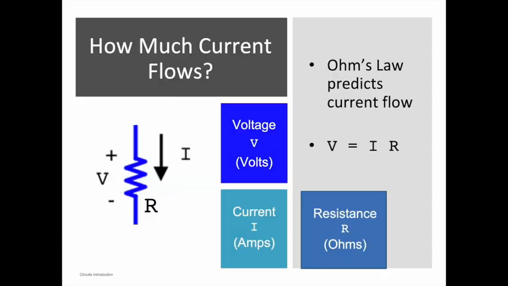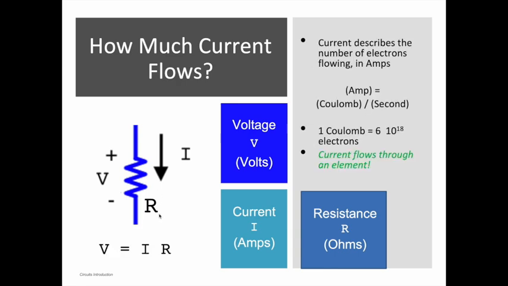Now, how much current flows? Well, Ohm's law, of course, tells us that. V equals IR, V in volts, I in amps for current, R resistance in ohms. This symbol here emphasizes the idea that the voltage is across an element, R, and the current is through that element. Current describes the number of electrons flowing in amps.